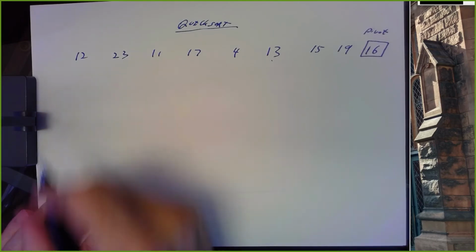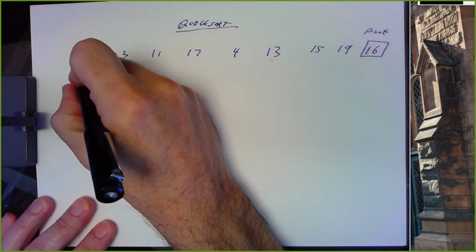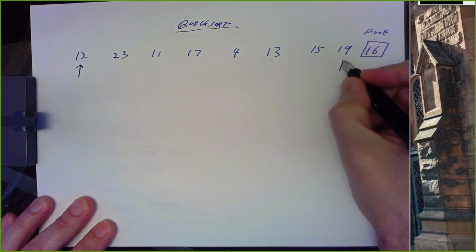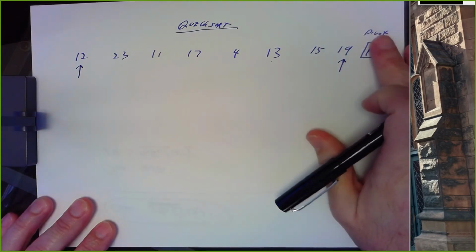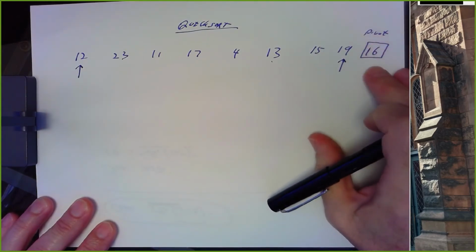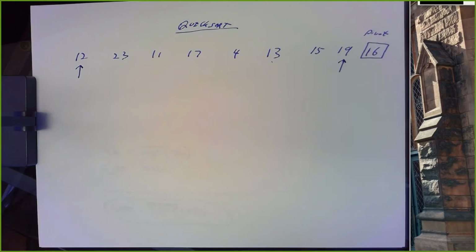So we make a pair of pointers. Our first pointer is going to begin with the first number. Our second pointer is going to begin with the last number. We don't compare the pivot. We're comparing things to the pivot, so we don't compare the pivot to itself.